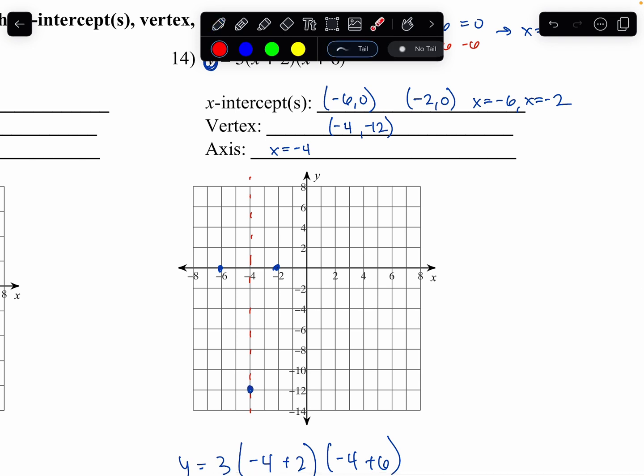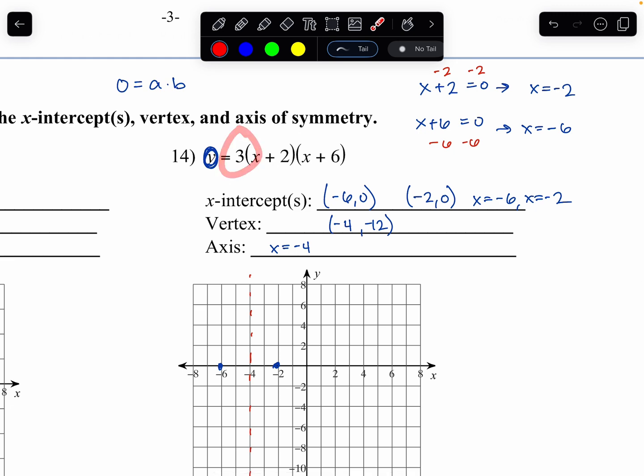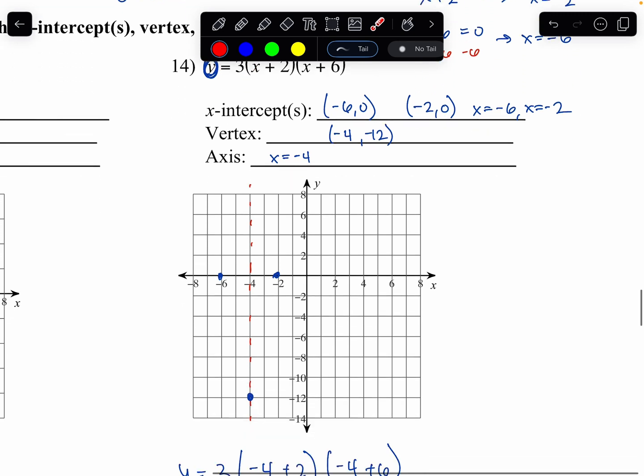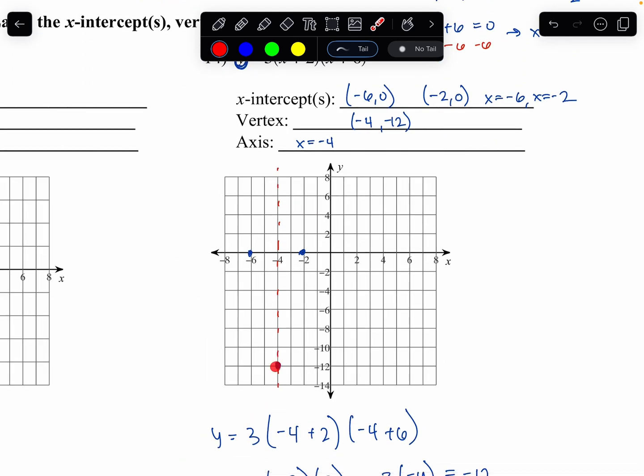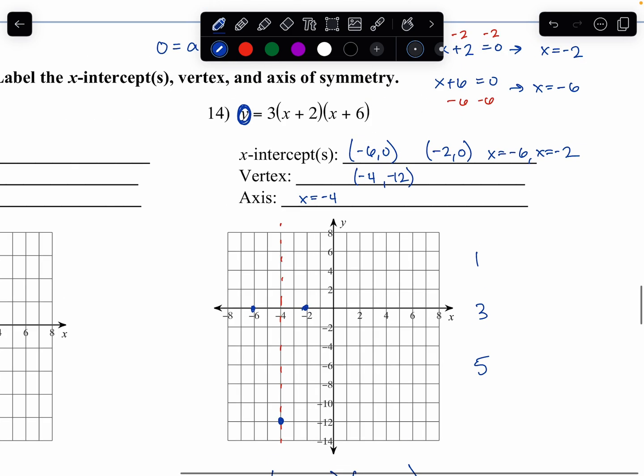The value outside here is positive, so you know it's facing up. Also, if the vertex is down here and your x-intercepts are up here, then it has to go up, right? So also, you already know where 2 points are. If you use the 1-3-5 rule, which is fine, this right here is going to be multiplied by a factor of 3. So 3 is the leading number out here. So that's going to be our stretch factor. So now it's going to be 3, and it's going to be 9, and it's going to be 15.